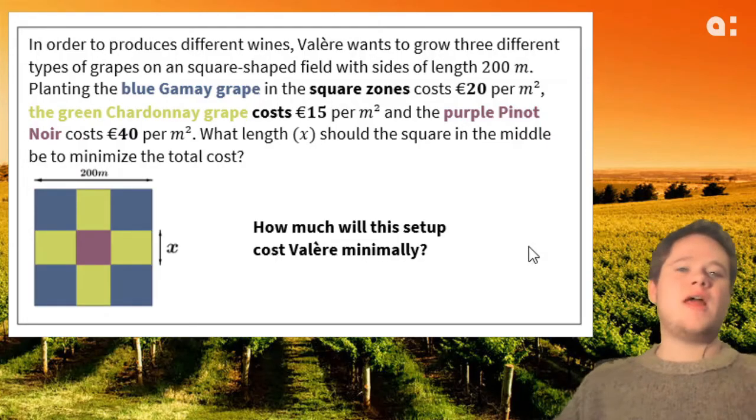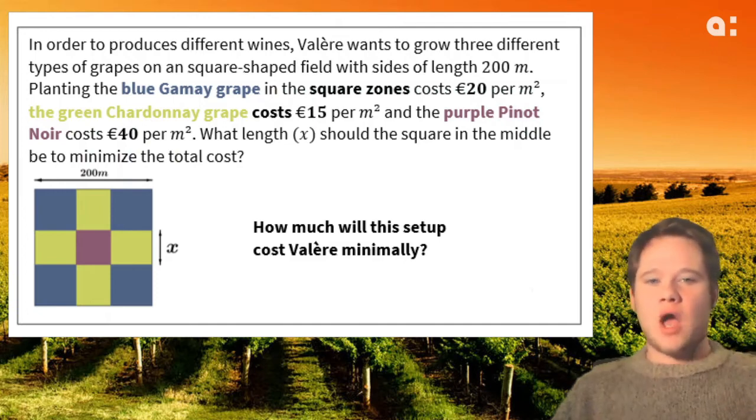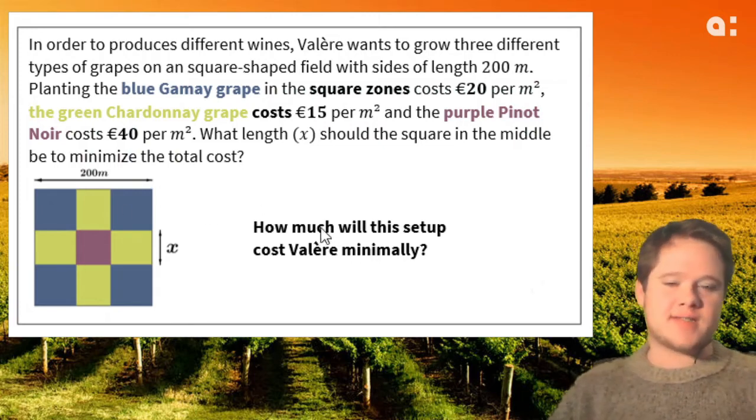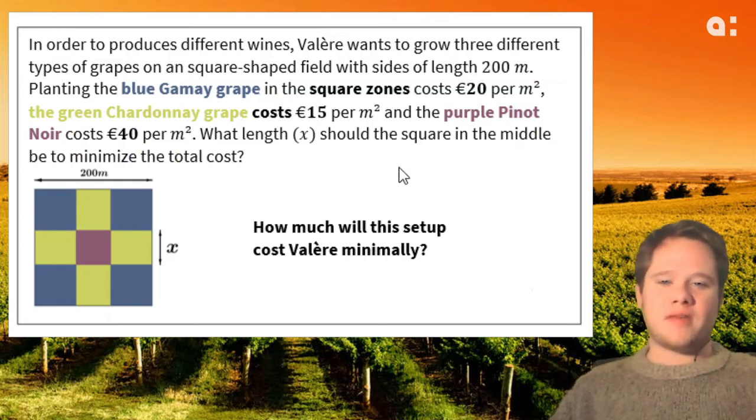The last question of Valère is about how best to plant his grapes. In order to produce his different wines, Valère wants to grow 3 different types of grapes on a square-shaped field with sides of length 200 meters. And he wants it according to this pattern, because it looks nice.